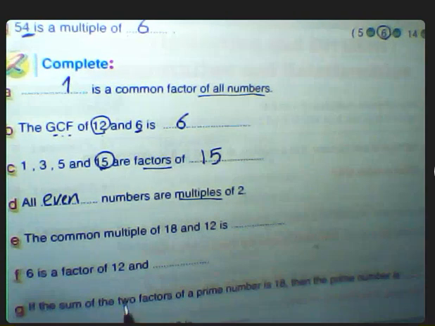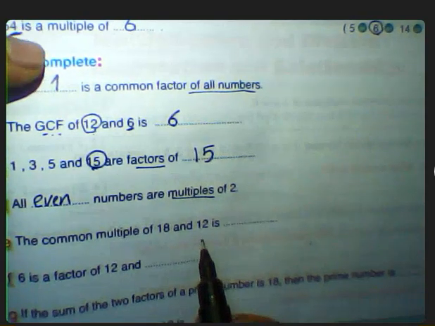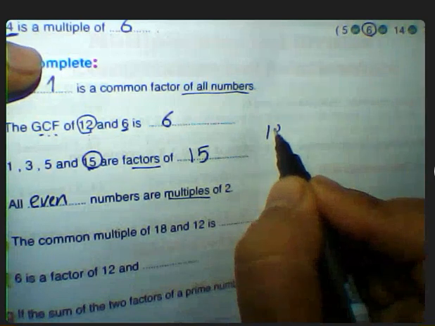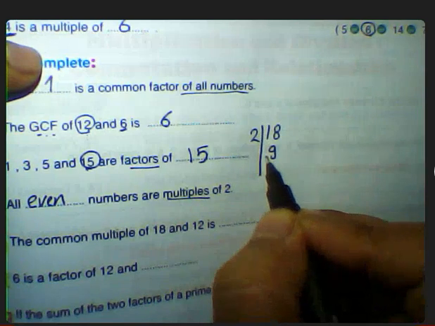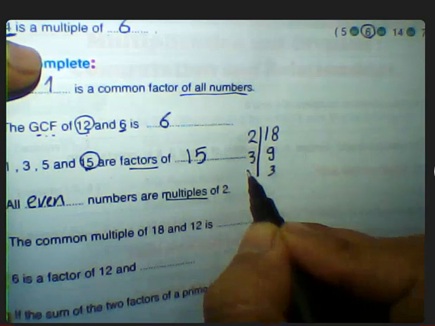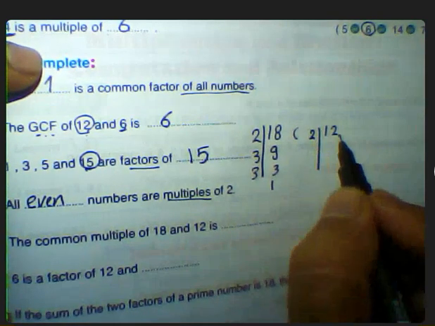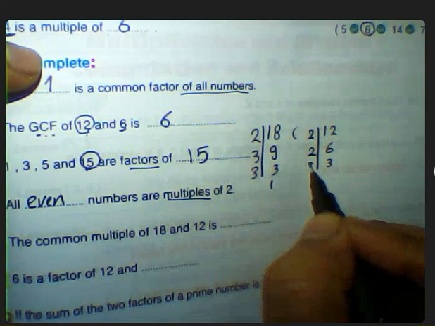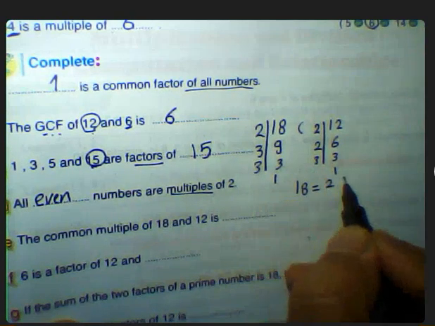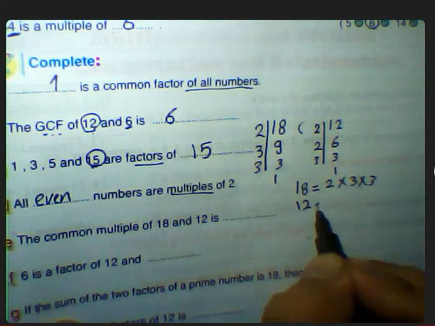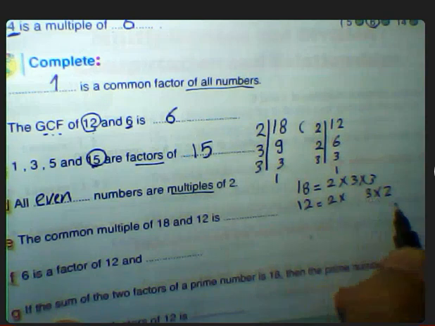The common multiple of 18 and 12 is, you want to find the common multiple between 18 and 12. You can find it by factorizing here. 18 divided by 2 equals 9. 9 divided by 3 equals 3, and 3 divided by 3 equals 1. And 12 divided by 2 equals 6. 6 divided by 2 equals 3. 3 divided by 3 equals 1. We can write here 18 equals 2 times 3 times 3, and 12 equals 2 times 2 times 3.